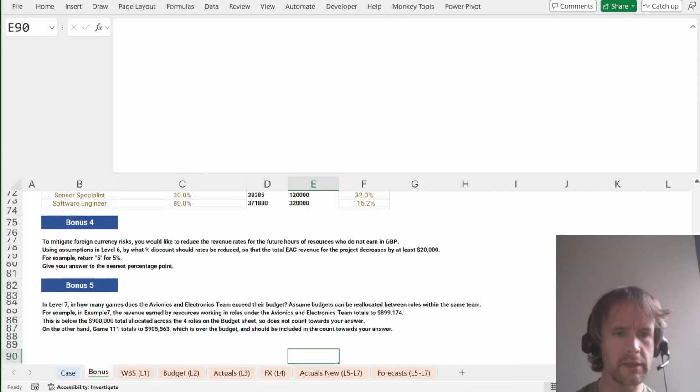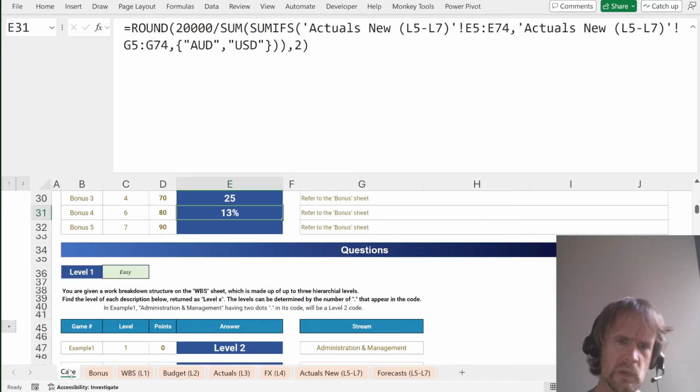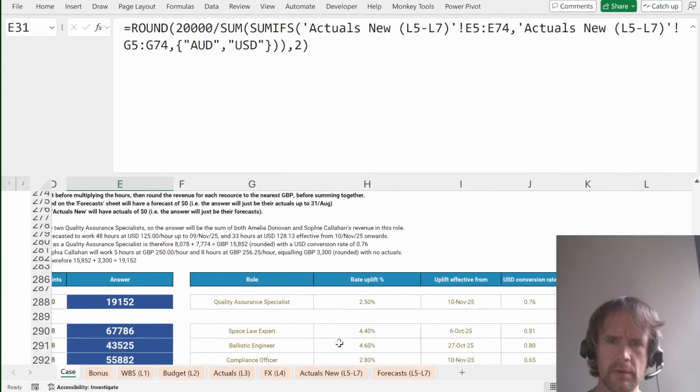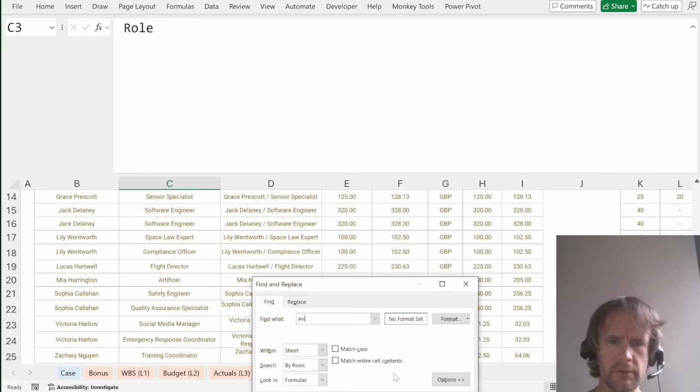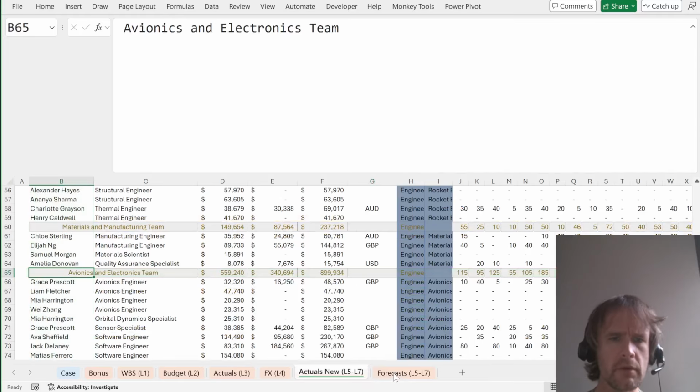Alright. And lastly, in level 7, how many games does the avionics and electronics team exceed their budget? Budgets can be reallocated between roles within the same team. Revenue earned by reservists working roles in the avionics and electronics team totals to this, below their total allocated across the 4 roles on the budget sheet, so does not count towards your answer. Okay. So who is on the avionics and electronics team? No, that's a different thing. Here we are. Okay.